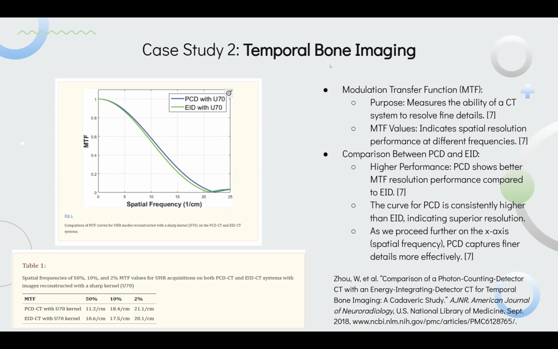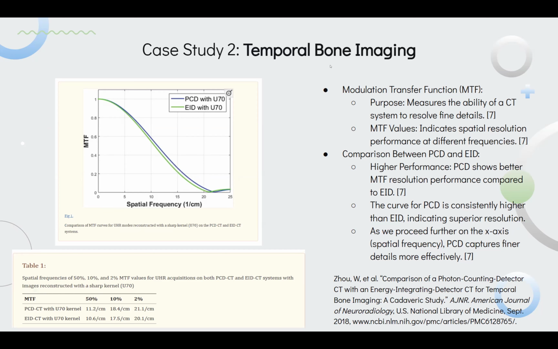So for comparing both technologies in this case, PCD shows better modulation transfer function resolution performance compared to EID. And you can see that on the curve on the left. PCD is curved up higher in terms of the values. The curve is higher the majority of the time on the graph, and since the curve is consistently higher, this indicates a superior resolution. And also as we proceed further on the x-axis, which is the spatial frequency axis, PCD would also capture finer details more effectively.